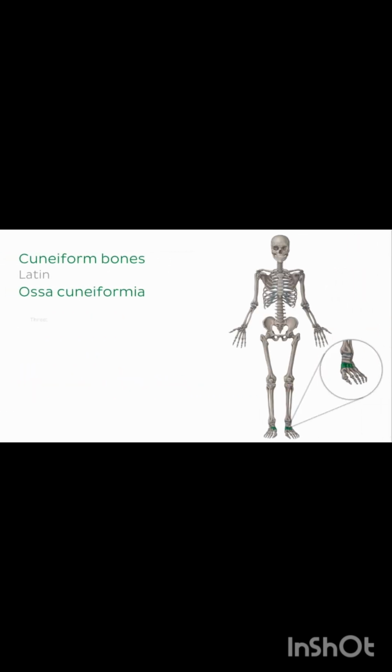There are 3 cuneiform bones which are situated on the medial side of the foot: the medial cuneiform, the intermediate cuneiform, and the lateral cuneiform bone. Along with articulating with the navicular bone proximally, the cuneiform bones also articulate with the cuboid laterally and with the proximal surfaces of the 1st to 3rd metatarsals distally.